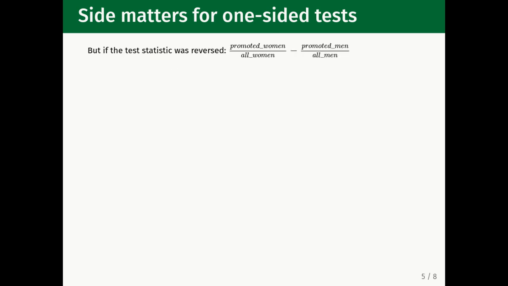But let's imagine that we calculated the test statistic the opposite way around. Instead of calculating men minus women, let's calculate women minus men. Remember, our alternative hypothesis hasn't changed. We are still trying to see whether more men are promoted than women. But what will those extreme values look like now?